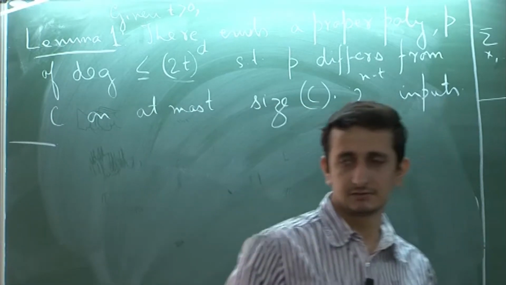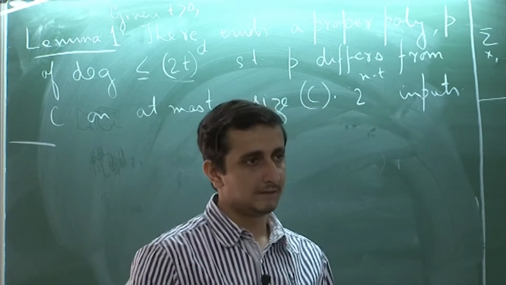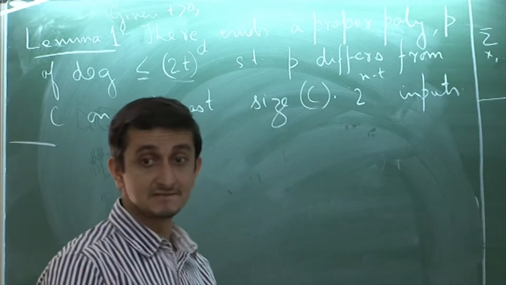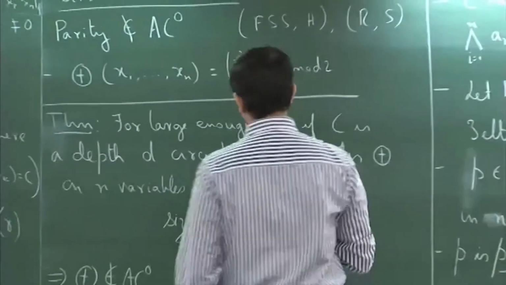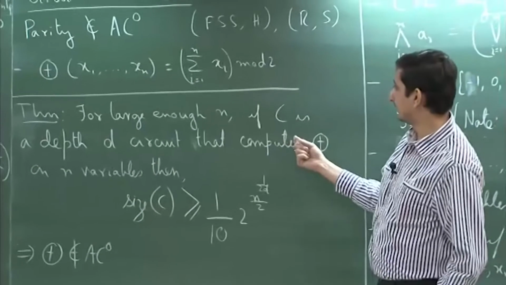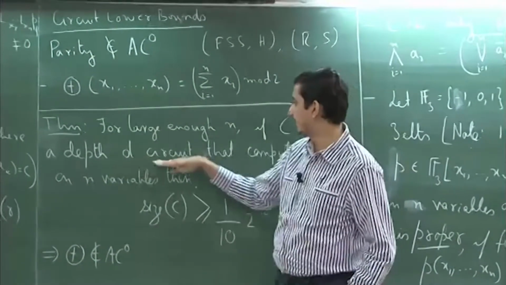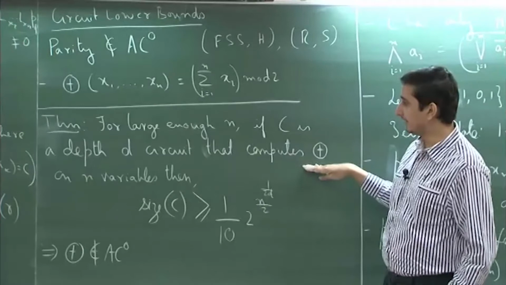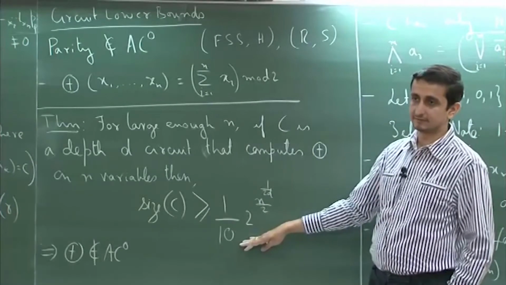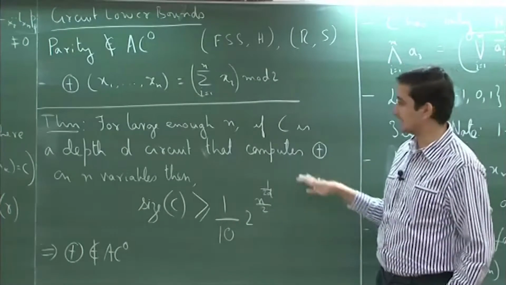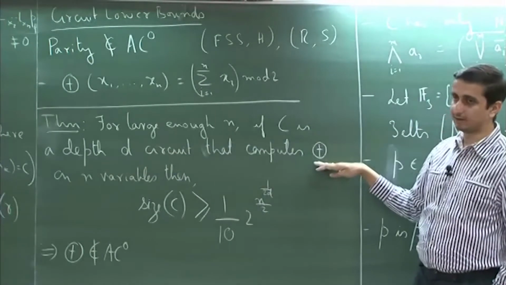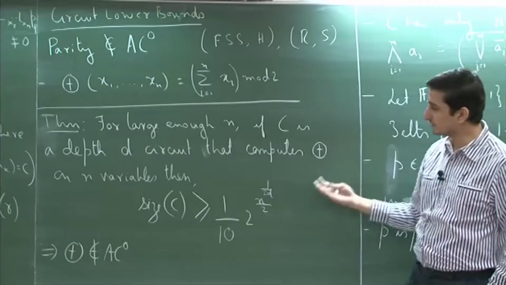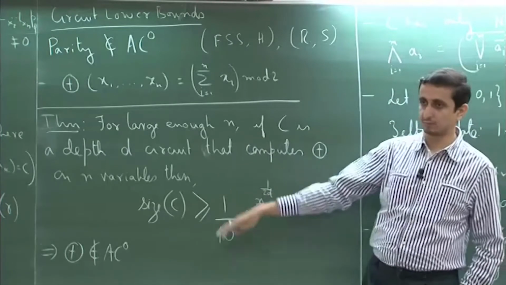So, any questions so far? Huh? C is the same circuit that we started off with. Okay. So, what we want to show is that if there is a circuit C of depth d that computes parity, then size of C is greater than this. So, we start off with a circuit C having depth d that computes parity on n variables, and our goal is to show that size of C will be greater than this quantity.